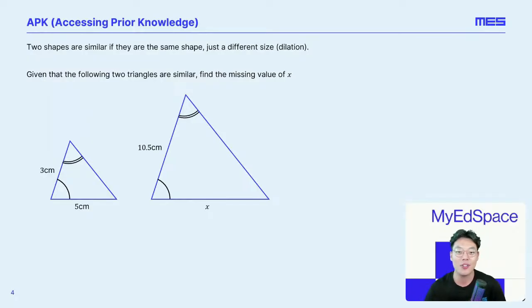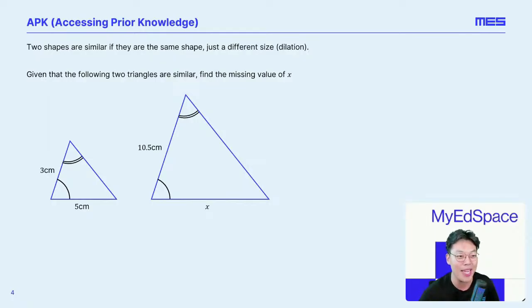We have two similar triangles. We know that 3 centimeters and 10.5 centimeters are somehow related. We know that the 5 centimeter side and the x is also somehow related. How can we combine all these relationships into maybe one equation that we can solve for x? And thankfully, our only variable here is x. So we're very thankful for that.